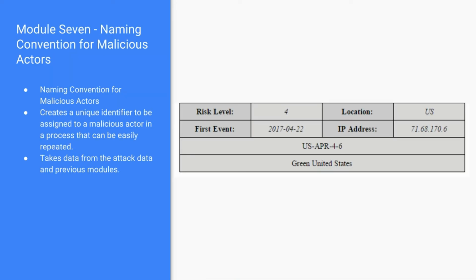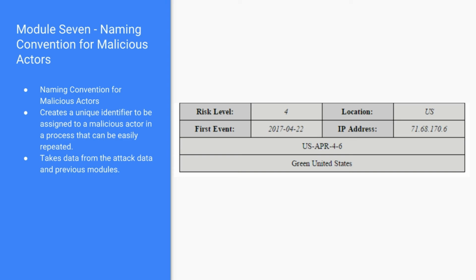So, module 4, the fourth module for today. This module isn't necessarily to do with profiling, but instead to do with categorizing. I wanted a naming convention for malicious actors that could be instantly recognizable, but also sub-unique. So what we can see here, we have US APR 46. And what that stands for is originating from the United States, first occurrence in April, risk level 4, and last octet 6. That last octet is there to give it that sub-uniqueness. So we can have these naming conventions that are slightly different and from different malicious actors.